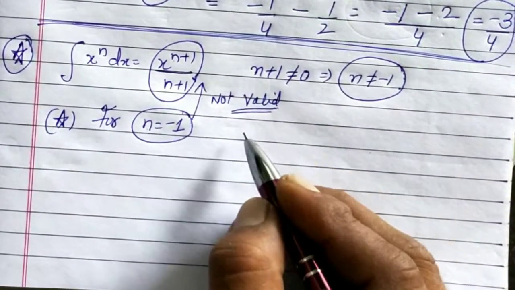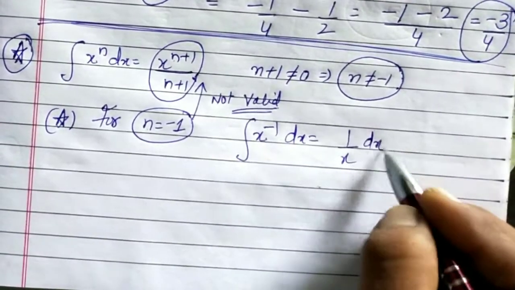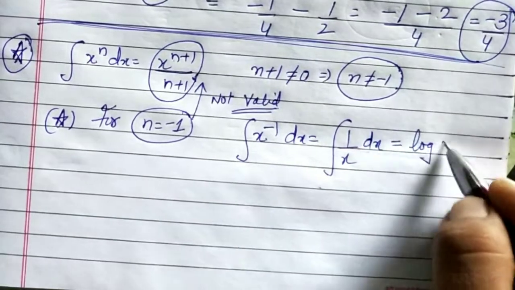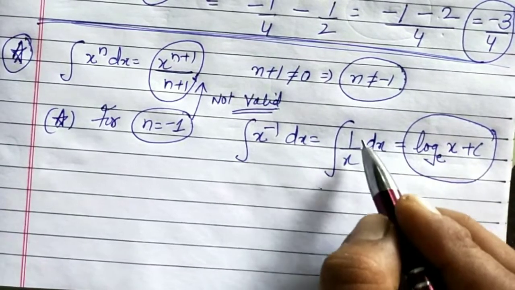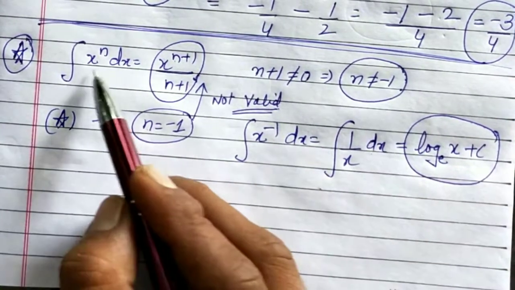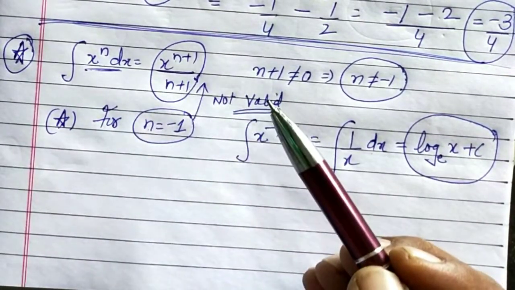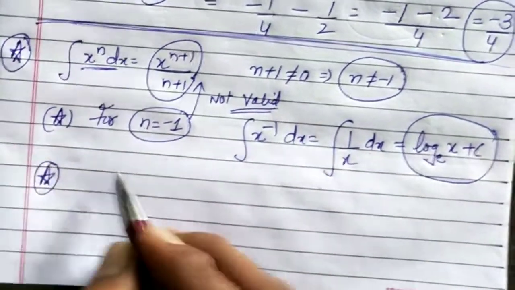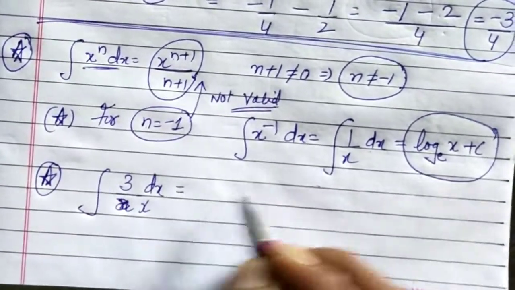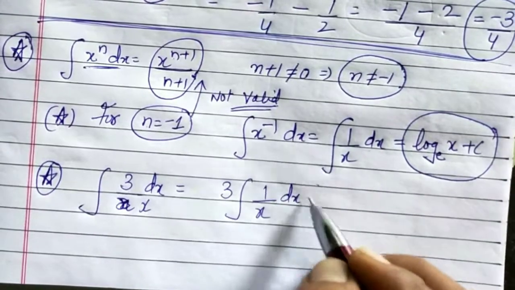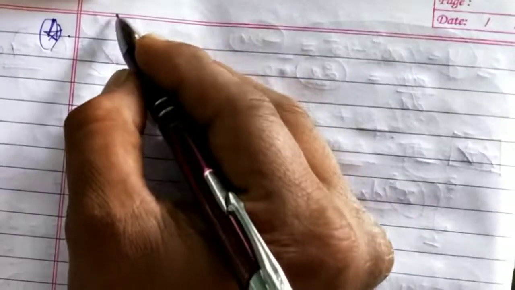So we directly remember the formula for this case, that is, the function 1 upon x. Its integration we directly remember: it is log x, and the base of the log will be e. Whenever the integration of 1 by x comes, we will not use the earlier formula because it will give us an undefined answer. So we use this formula for 1 upon x. If we have to integrate 3 upon x, how will we do that? Take 3 outside, we are left with the integration of 1 by x, which is log x.